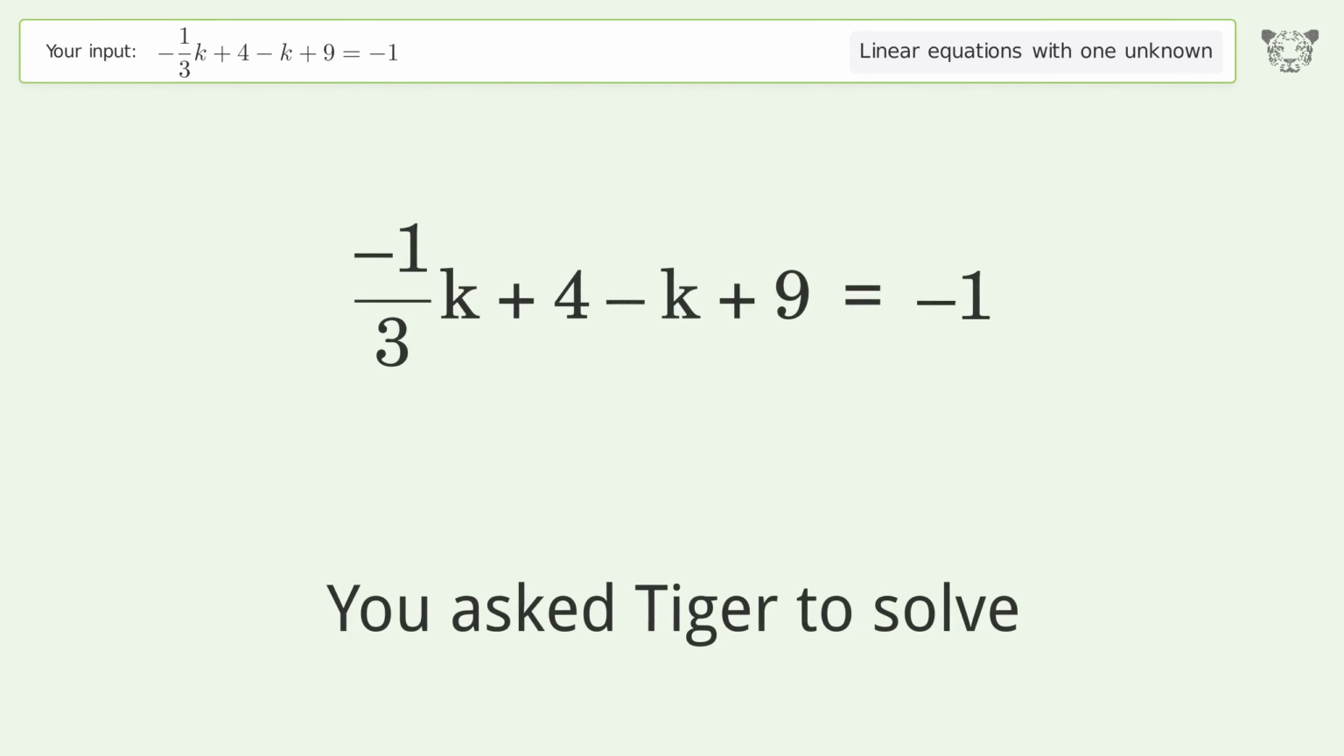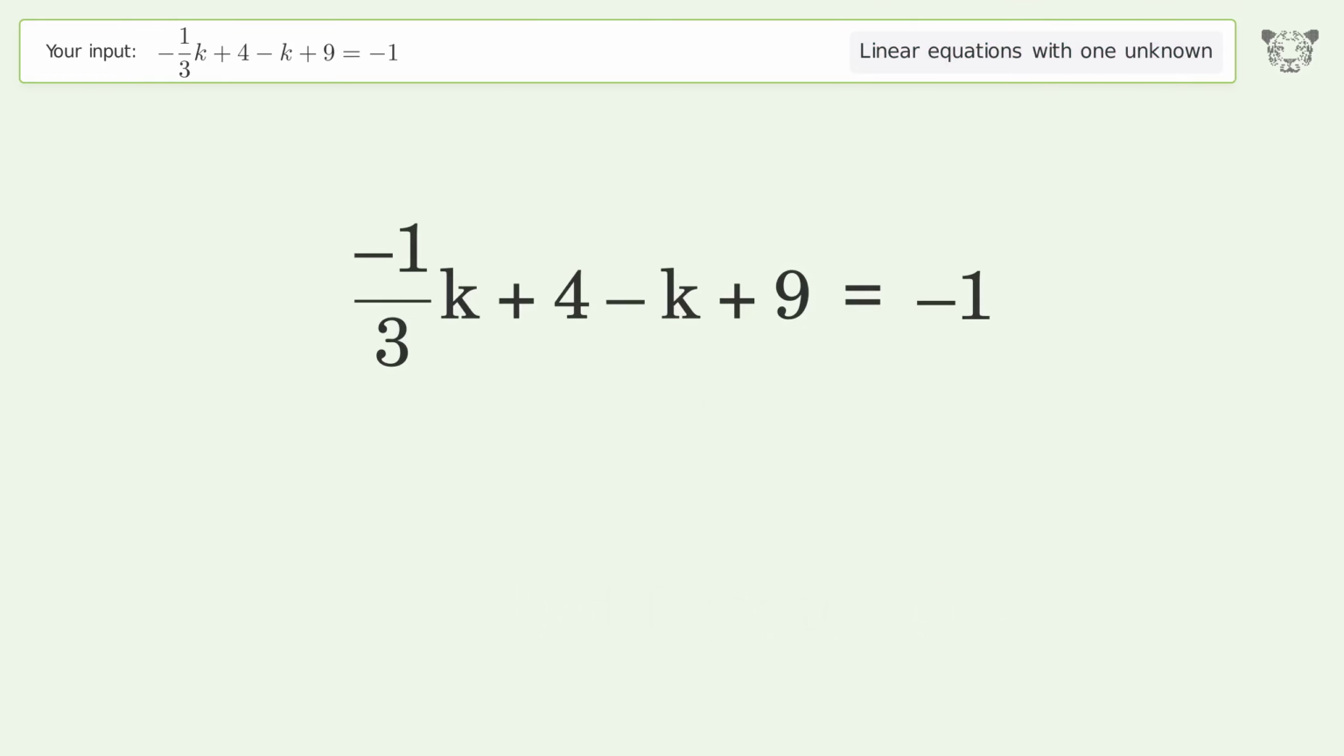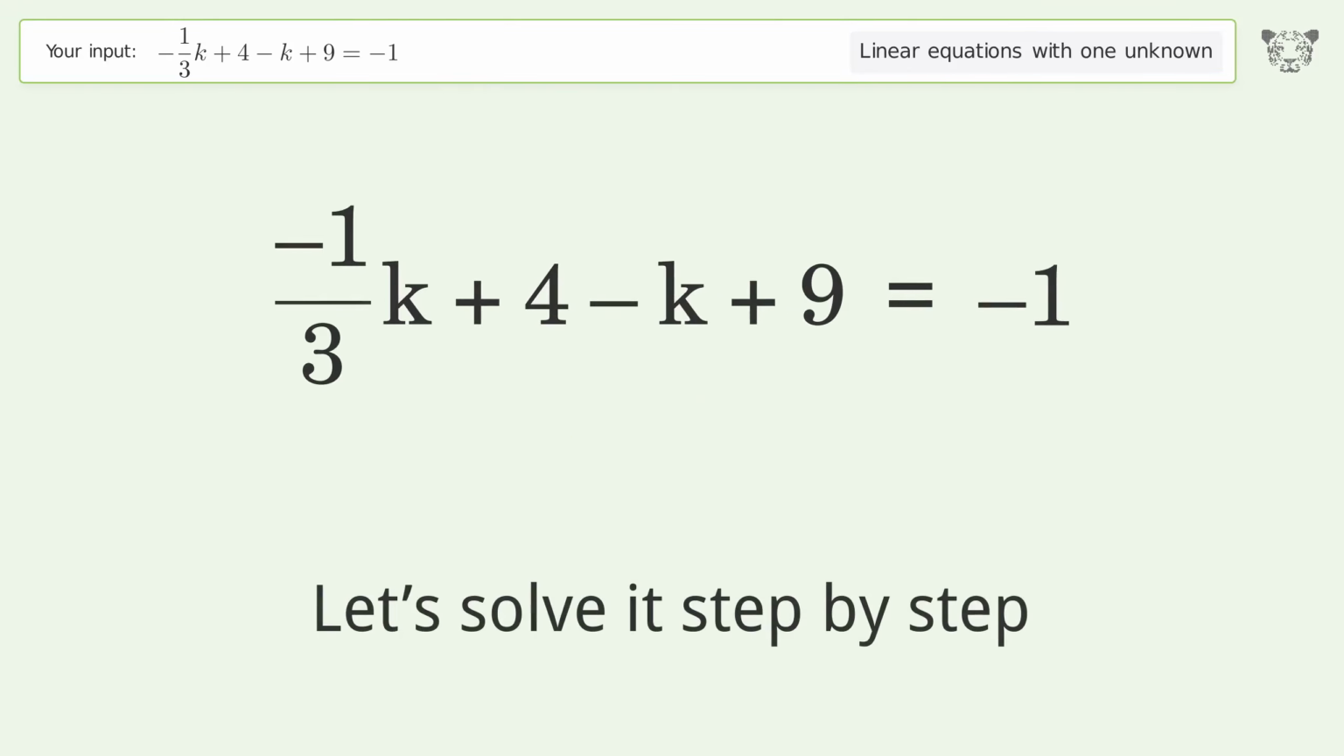You ask Tiger to solve. This deals with linear equations with one unknown. The final result is k equals 21/2. Let's solve it step by step.